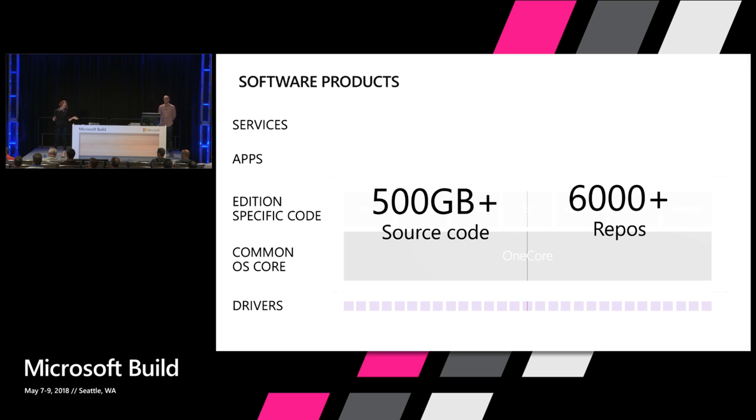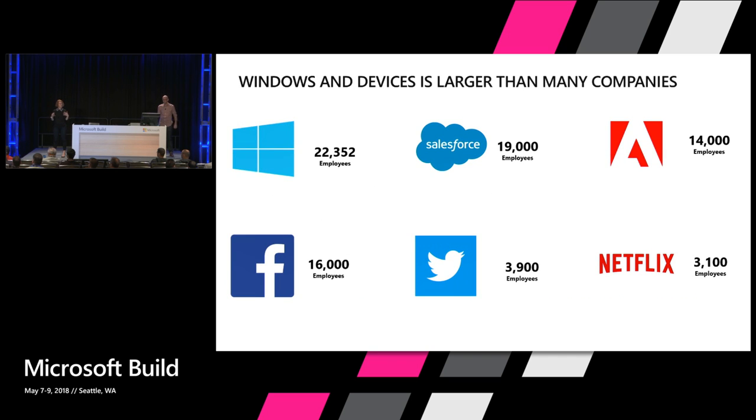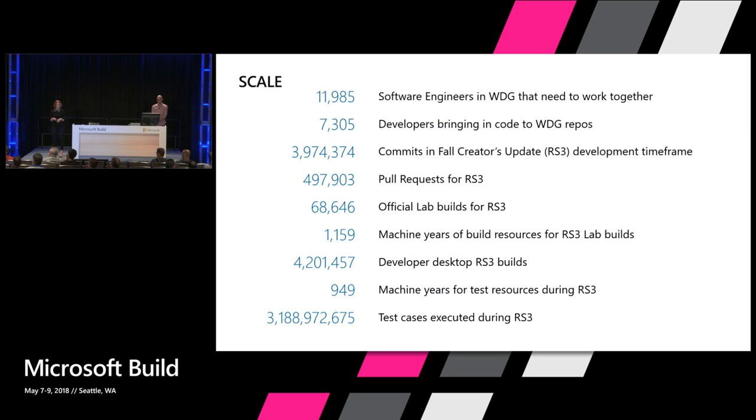So we have a lot of form factors we run on. We have a lot of code we've got to manage. And we have a lot of people that steward and manage that code and those devices. So Windows and devices, one way we like to think about it to keep ourselves in the right mindset is the group of people that it takes to create Windows and devices is bigger than many companies, sometimes much bigger than big companies. And that helps keep us grounded in the challenges we face when we seek to scale solutions like VSTS. That creates enormous scale on every dimension.